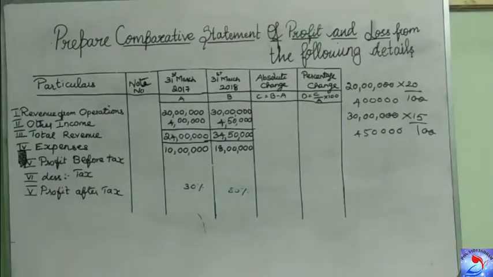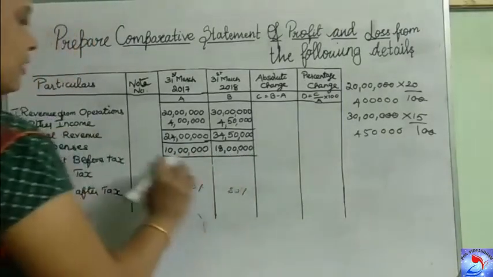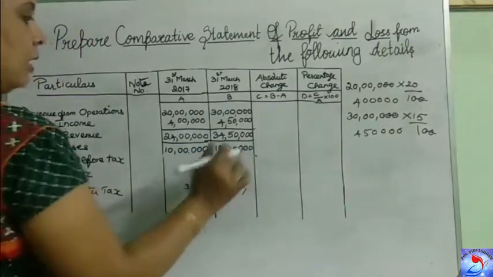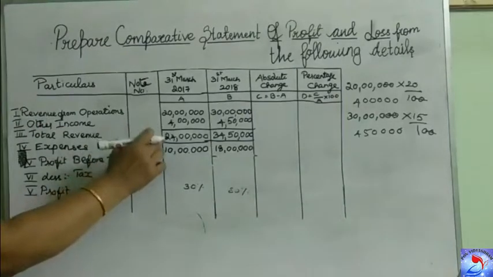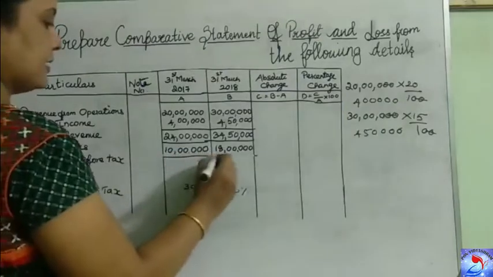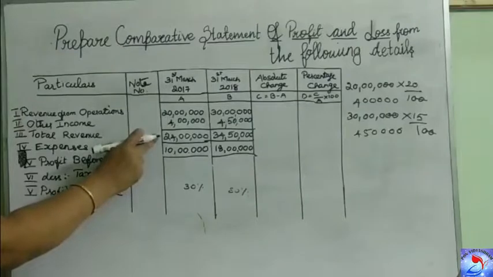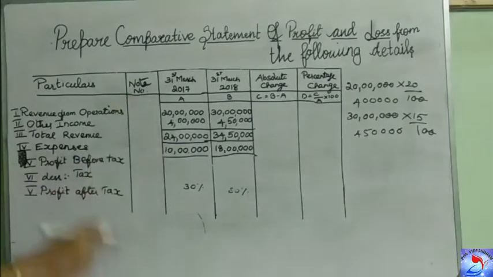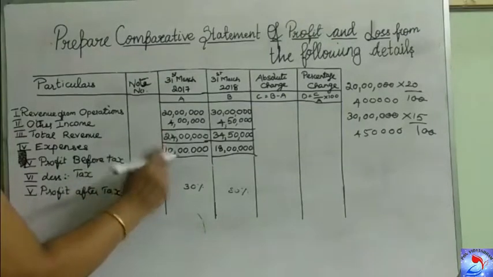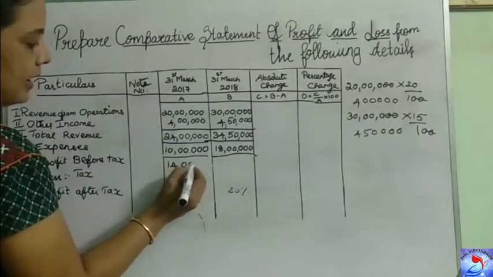Now profit before tax. How will you calculate profit before tax, children? Total income minus expenses will give you profit before tax. So what is the total revenue? 24 lakh is the total revenue, and your expenses are 10 lakh. If you subtract, 24 lakhs minus 10 lakh, you will get 14 lakh as the amount here.